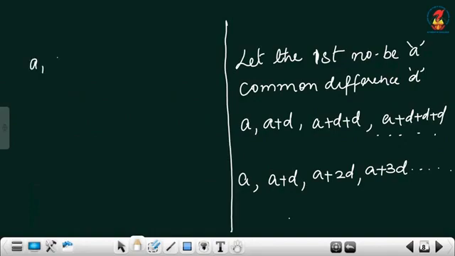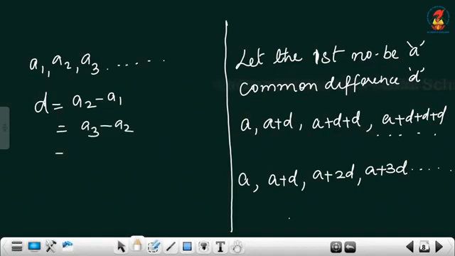If A1, A2, A3, etc. are in AP, then we can find the common difference by A2 minus A1, which is also equal to A3 minus A2, which is equal to A4 minus A3, etc.